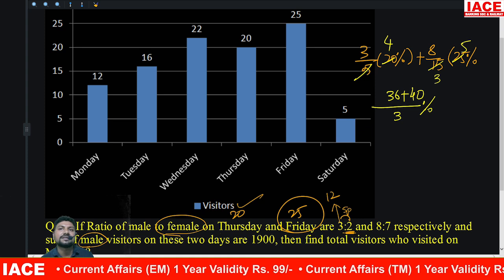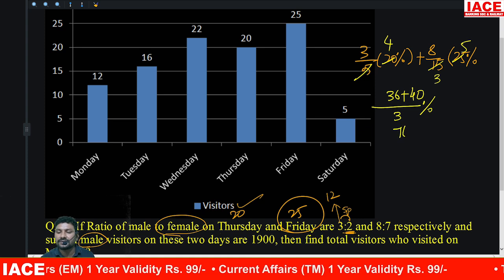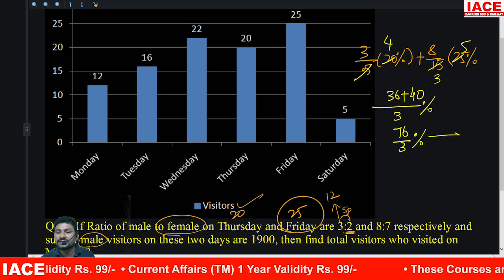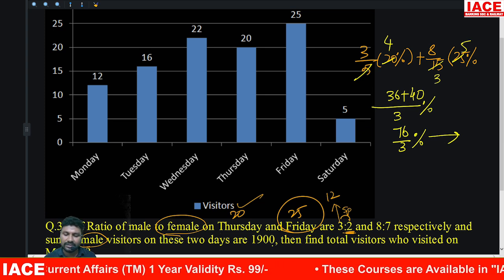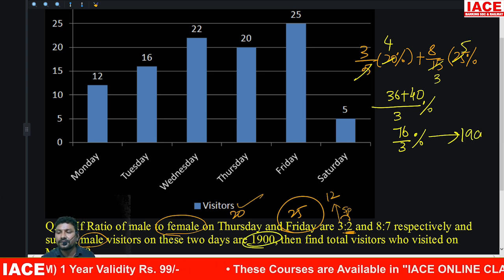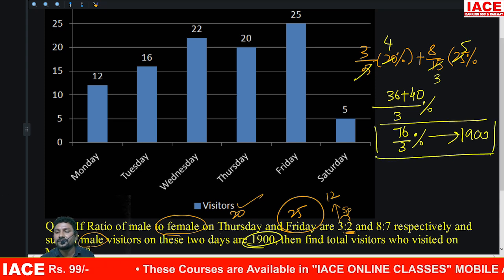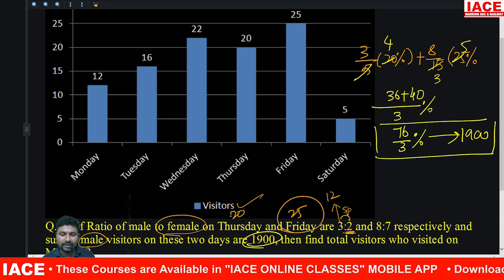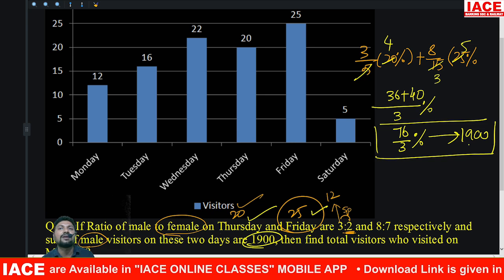This is the overall percentage. 36 plus 40 equal to how much percentage? 76 by 3%. 76 by 3% is equal to, clearly mentioned, 1900. This value is mentioned. This is for male. Male particularly for Thursday and Friday, overall value 1900.